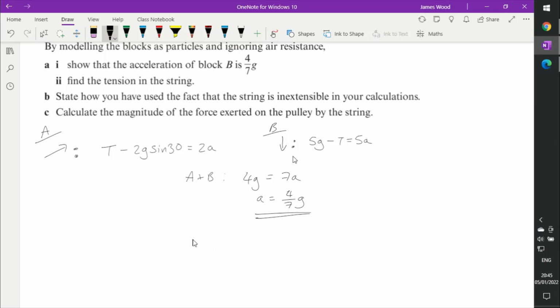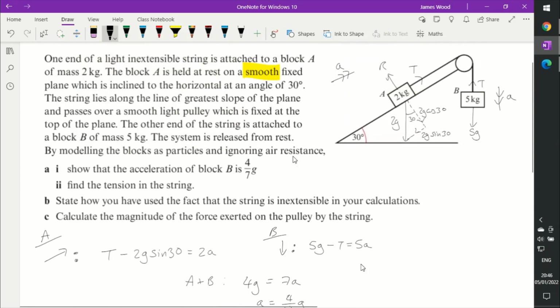Find the tension in the string. So I'm going to substitute into this equation here. So I've got 5g minus T equals 5 times 4/7 g. So we can either write that as 15 over 7 g, or as a number that is 21 newtons. There we go.